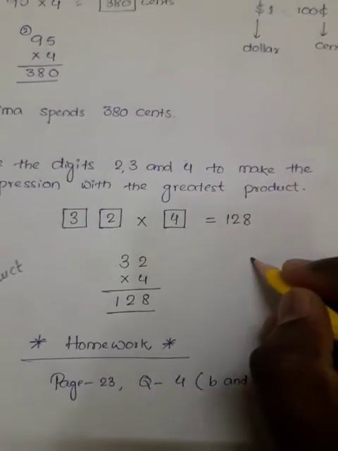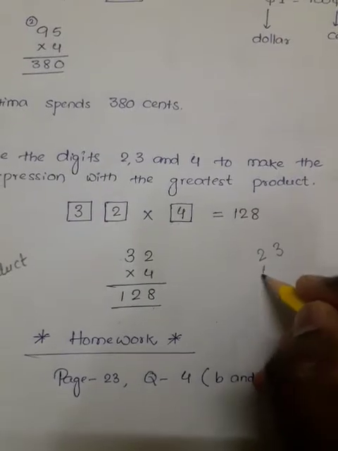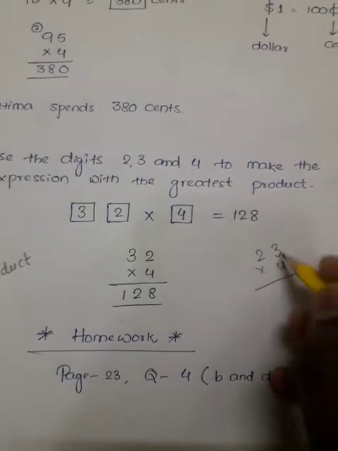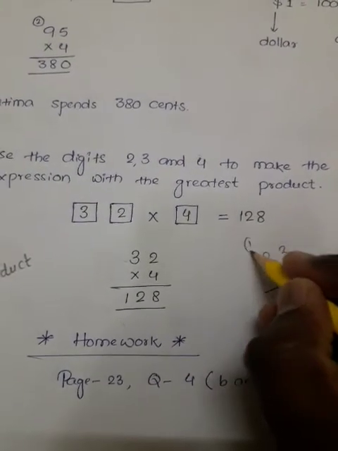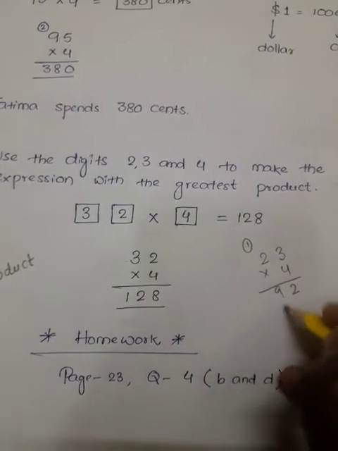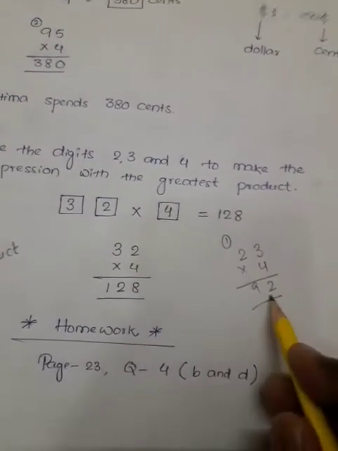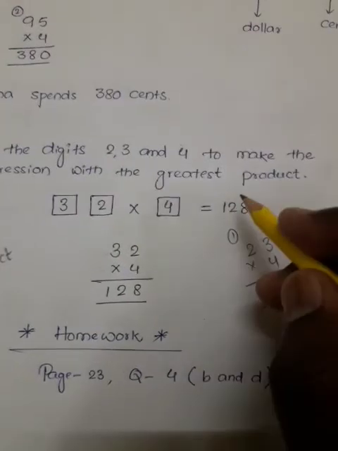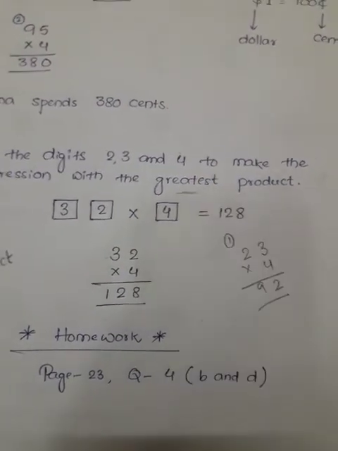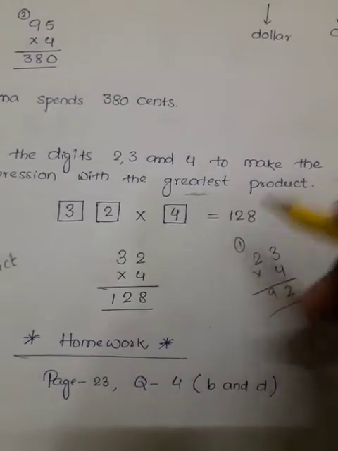For example, if I take 23 multiplied by 4, this is the smaller number. 4 3s are 12, 2 and here's the 1. 4 2s are 8 plus 1, 92. Check it, this is smaller than this one. 92 is smaller, and we need the greatest product. Greatest means the bigger product, bigger answer. So 128 is the correct answer.